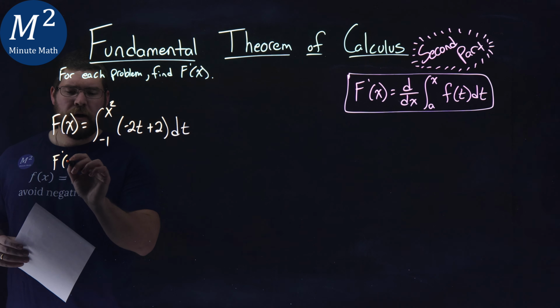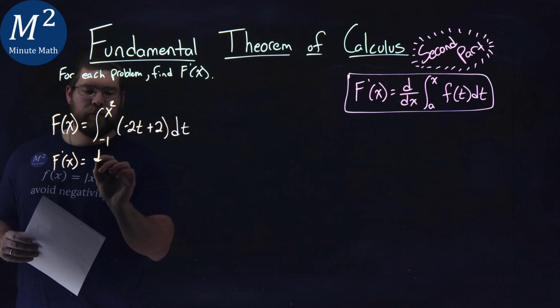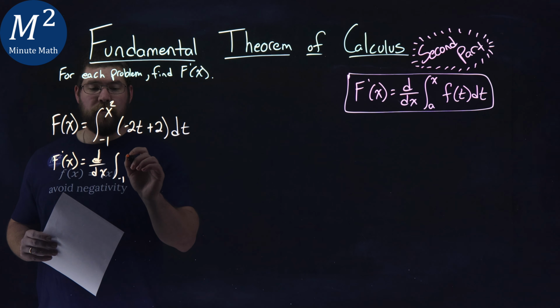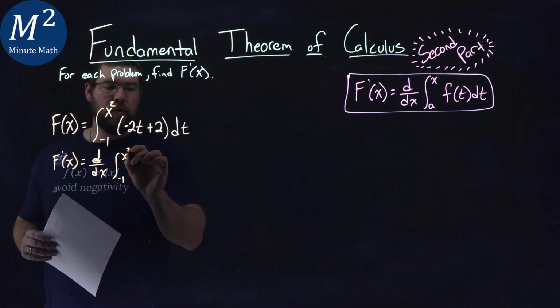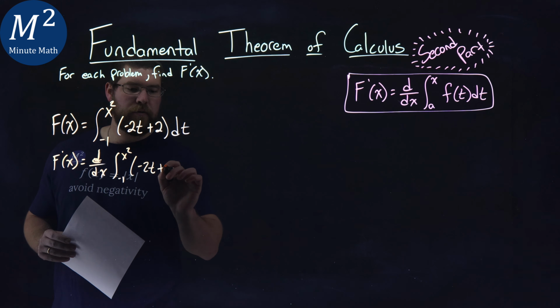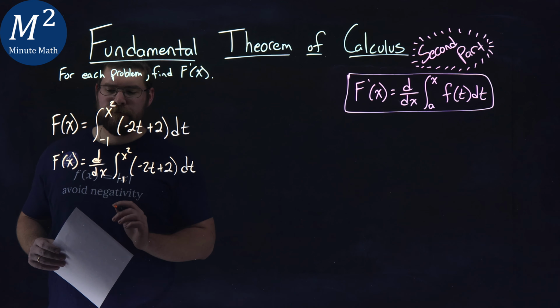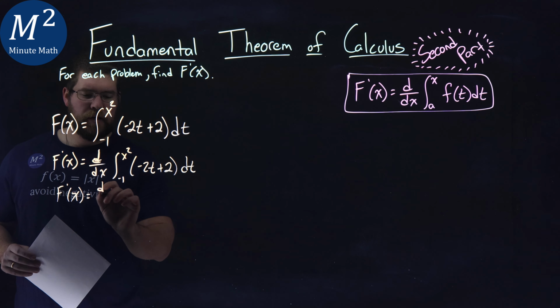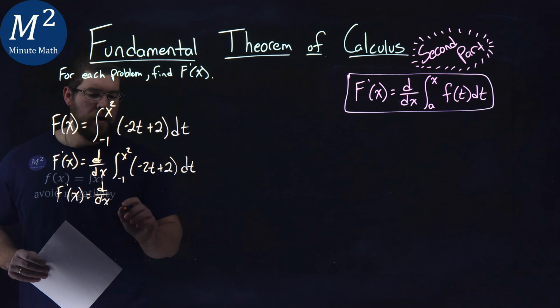F prime of x is equal to d over dx of the integral of what we have here for f of x: -1 to x squared, -2t plus 2 dt. And so, continuing on, f prime of x is equal to d over dx here.